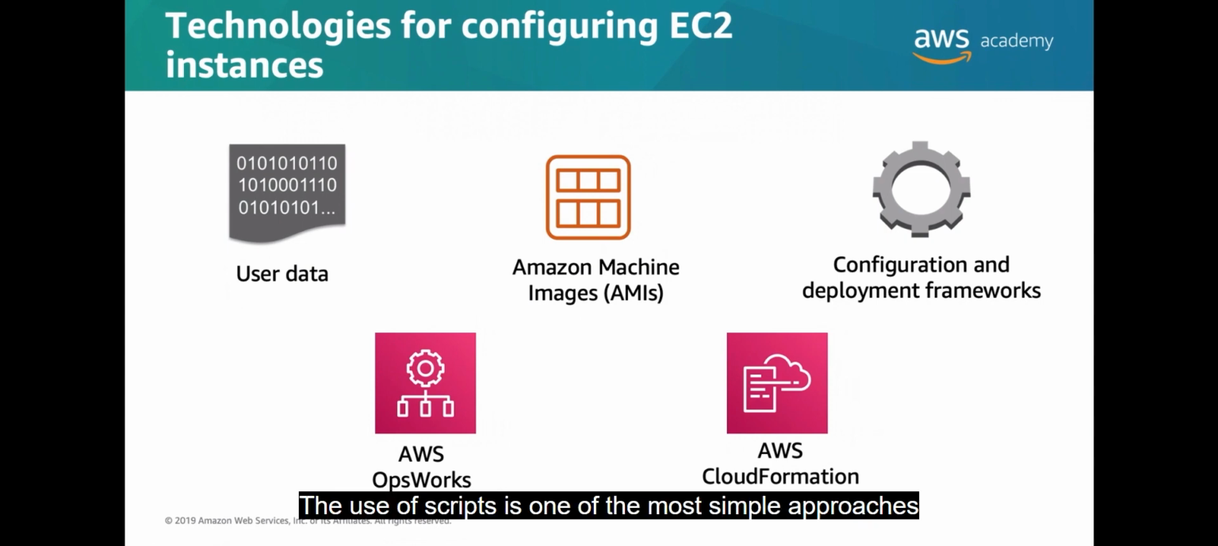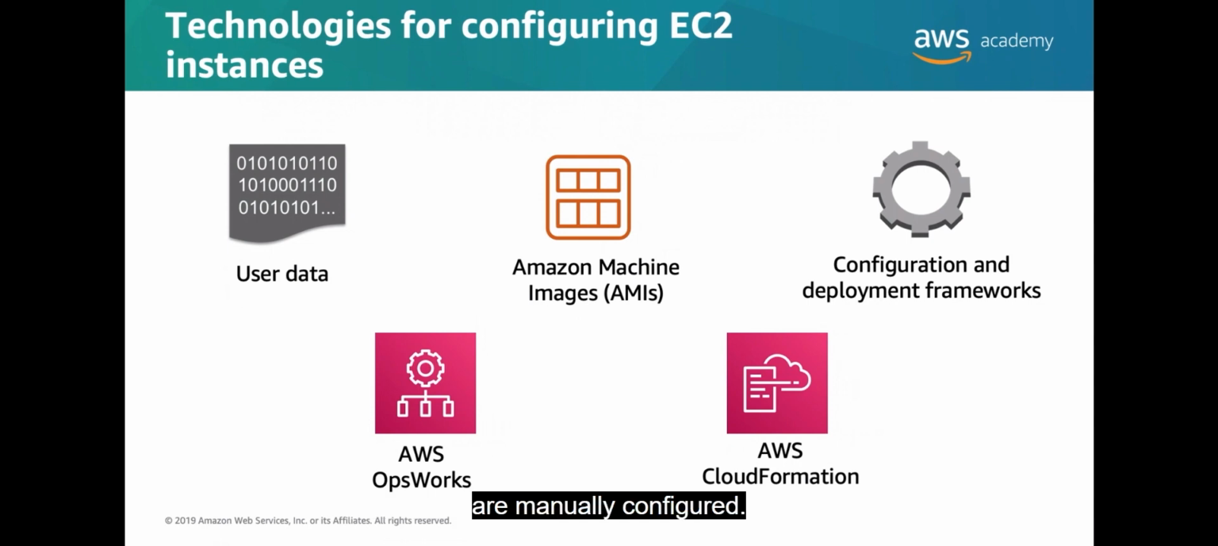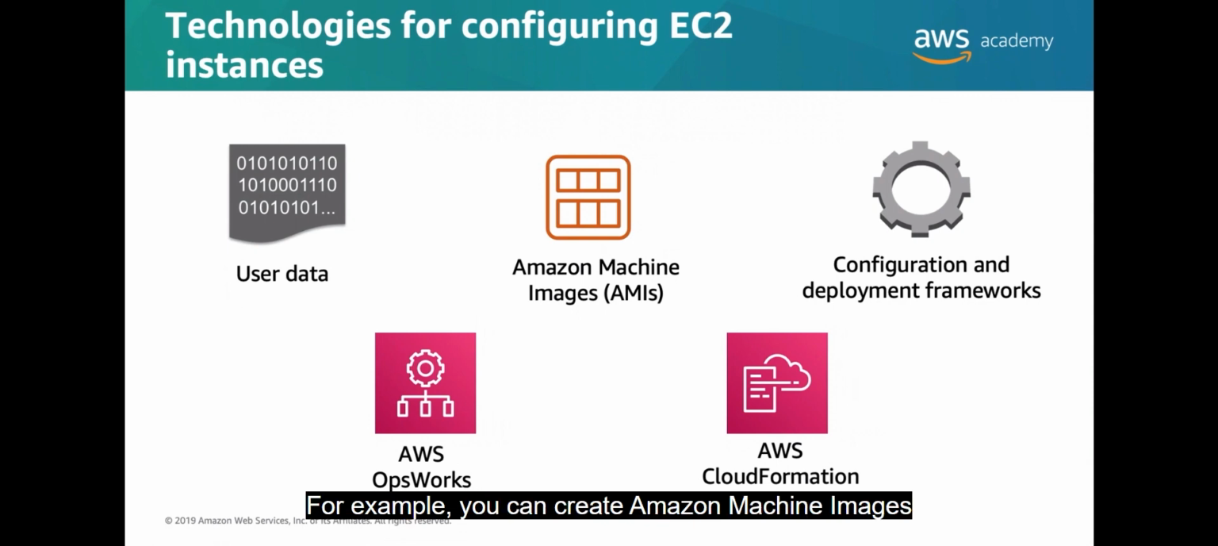The use of scripts is one of the most simple approaches to configuration management because it borrows from how most systems are manually configured. At the enterprise level, it becomes difficult to manage and version the control of your infrastructure by only using scripts. You can make provisioning more consistent. For example, you can create Amazon machine images that you customize to the needs of your organization. With AMIs, you can predefine installations and configurations of EC2 instances. This practice reduces your time to deployment.